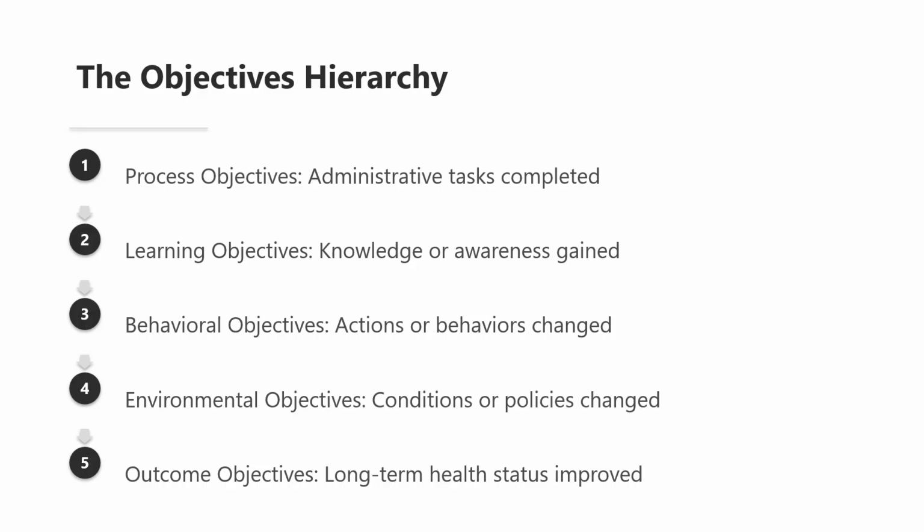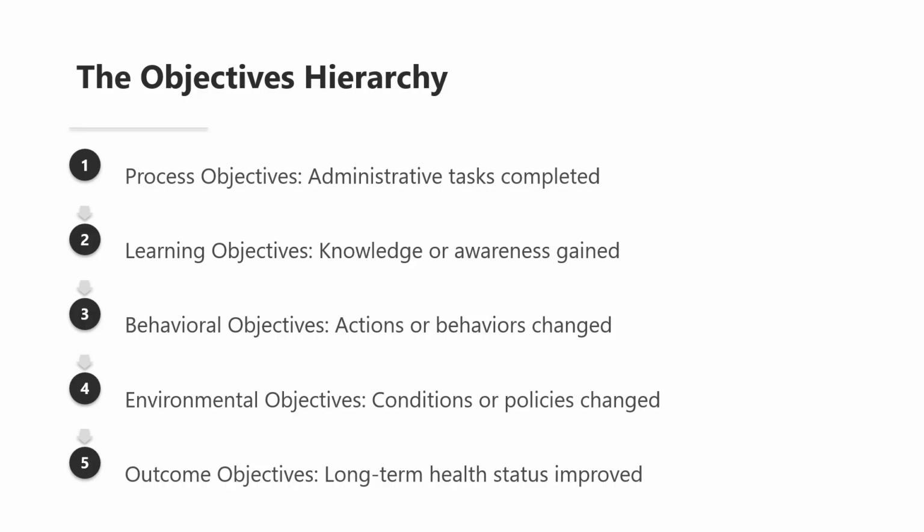Behavioral objectives describe changes in what people actually do. These are sometimes called action objectives. An example would be, within 6 months, 60% of participants will engage in 150 minutes of moderate physical activity per week. Environmental objectives address changes in the physical, social, or policy environment. An example is, by 2028, the school district will implement a comprehensive tobacco-free campus policy.